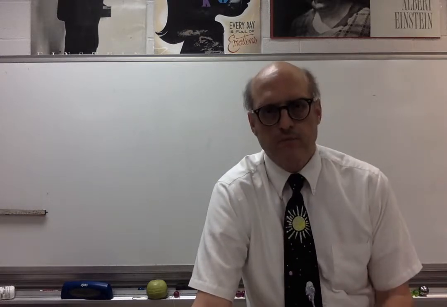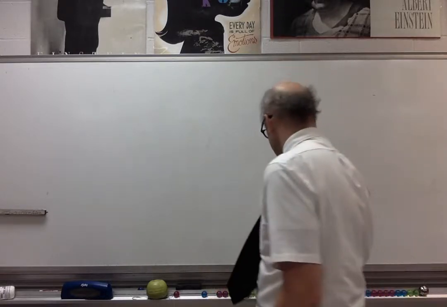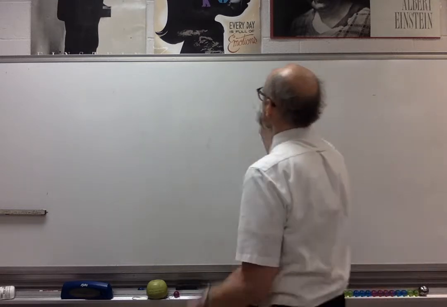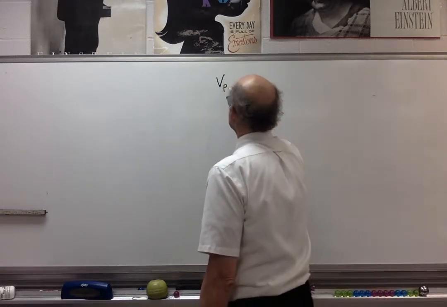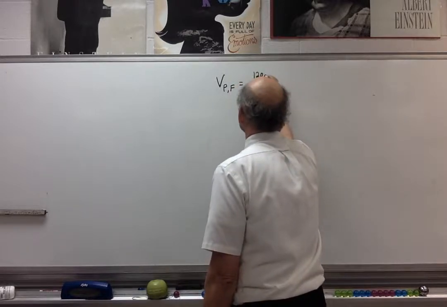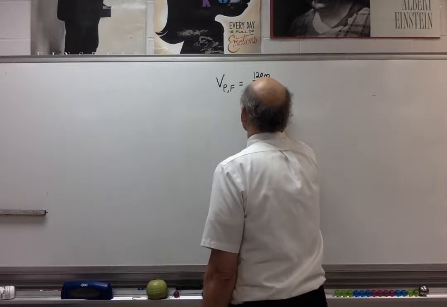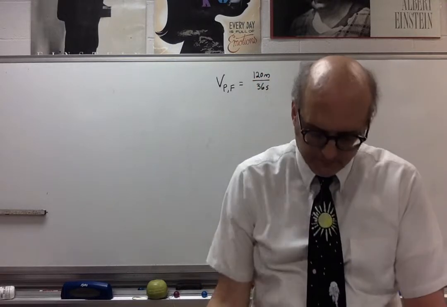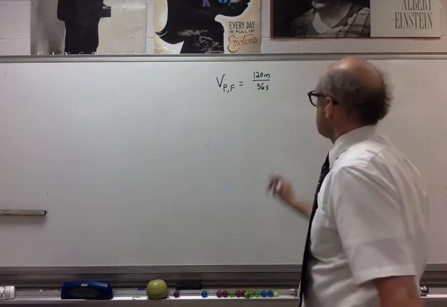So we can figure out how fast you can walk, okay? And this would be relative, we'll say, to the floor. So your walking speed relative to the floor would be equal to 120 meters divided by 86 seconds.